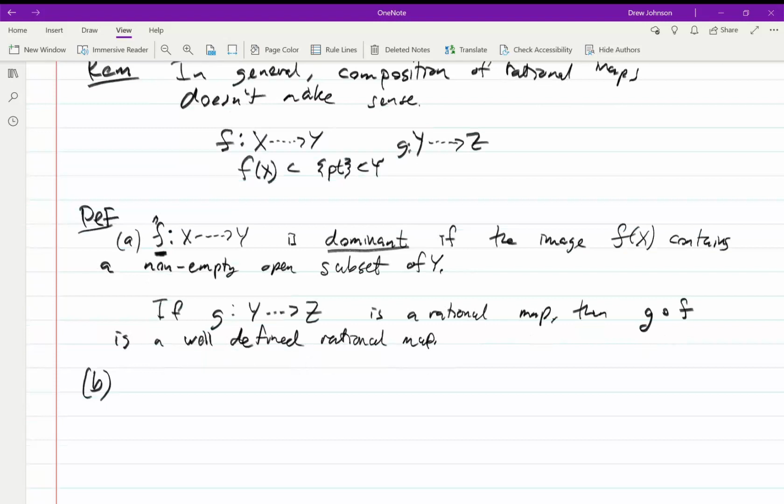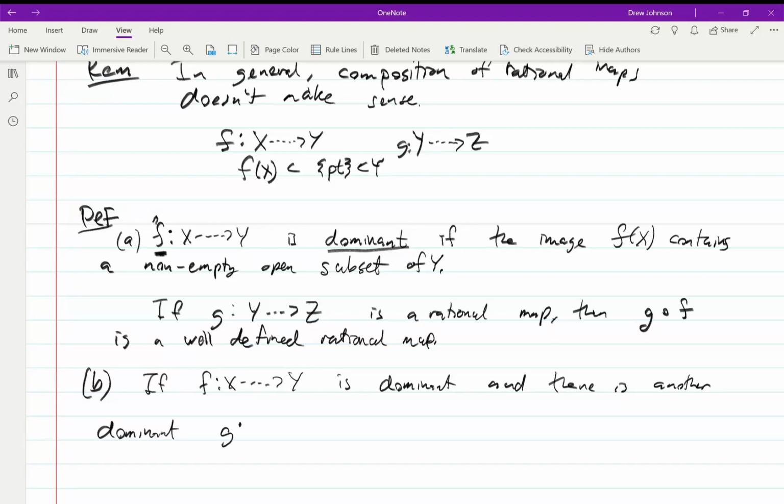Okay, and then part B of the definition will say that if we have a rational map f that is dominant, and there is another dominant rational map g going the other way, so in this case it makes sense to do the composition, so that f of g equals the identity on Y, and g of f is equal to the identity on X.